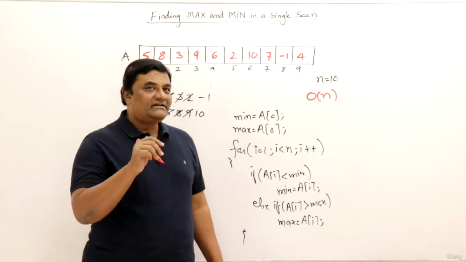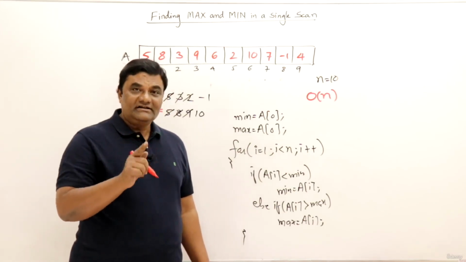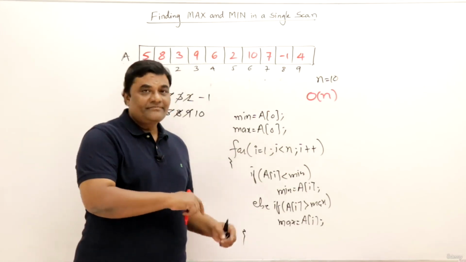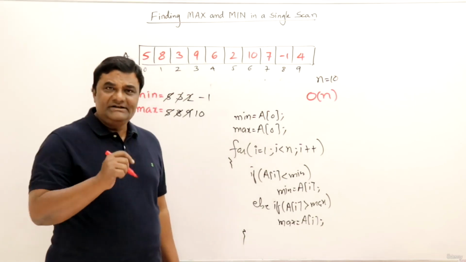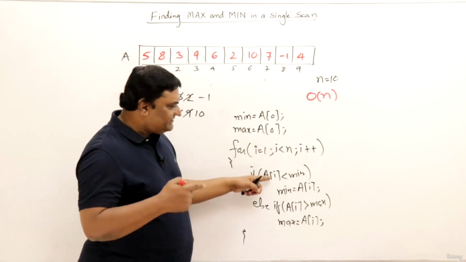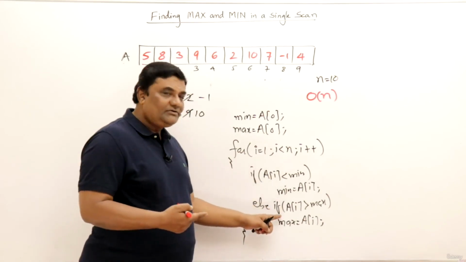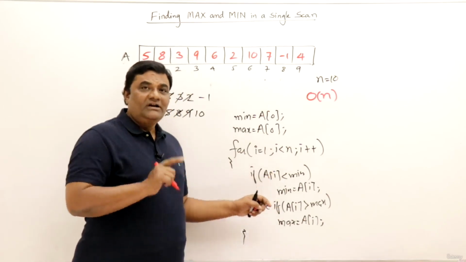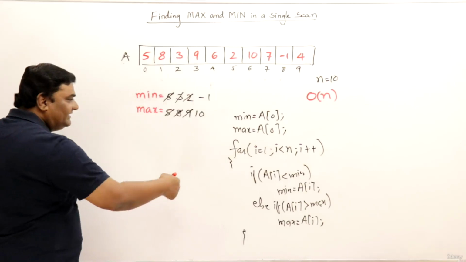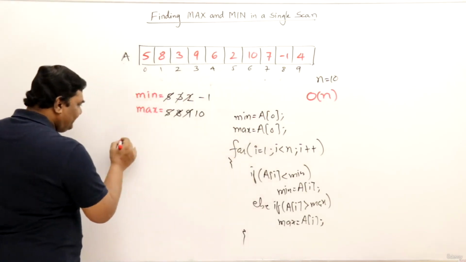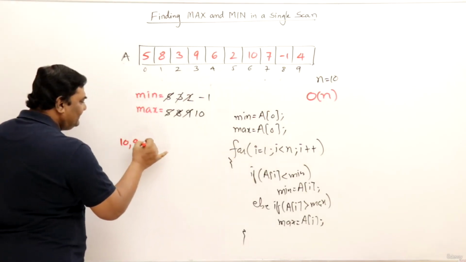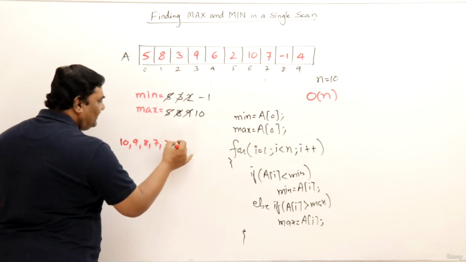So it means there are cases. Yes, there are cases. That is minimum time, maximum time. What is minimum time? Assume that always it is checking only this condition. It is not coming to this one. Always this is true. So when it will happen, if the list is in the descending order, like if you have the numbers like 10, 9, 8, 7, 2, and 1.